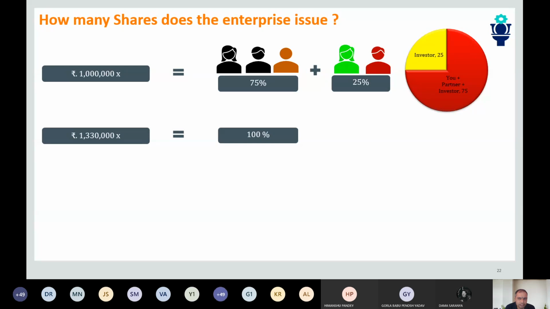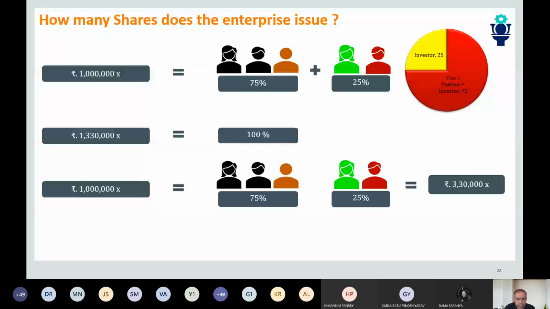So now your share value has increased by 3 lakh 30,000 rupees. Your share value has now increased, which was only 10 lakhs and now went to 13 lakhs. So it is going to be 3 lakh 30,000 rupees. Your share value is increasing, which was only 1 lakh and now went to 3 lakh 30,000 rupees.